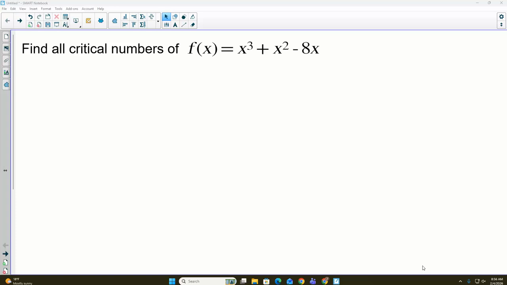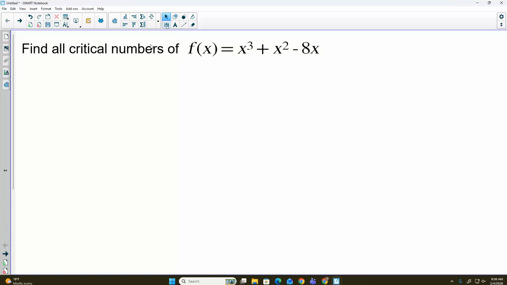What are critical numbers? Yes, so those are the places where we might have maxes or mins. We find them by when the derivative is 0 or undefined. Yeah, so those are the two places where it could happen.